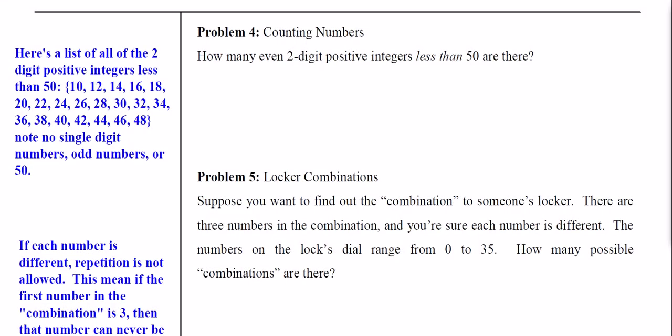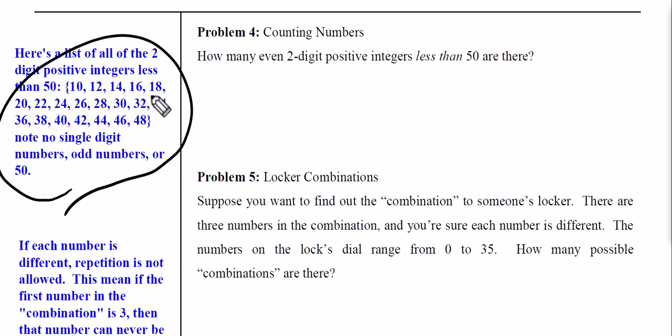So we're going to keep counting things. And remember, you're always free to write every possible outcome, right? You can make a list. So for example, problem 4, how many even two-digit positive numbers are less than 50? Well, here I made a list for you, right? You can make that list, and there they are.